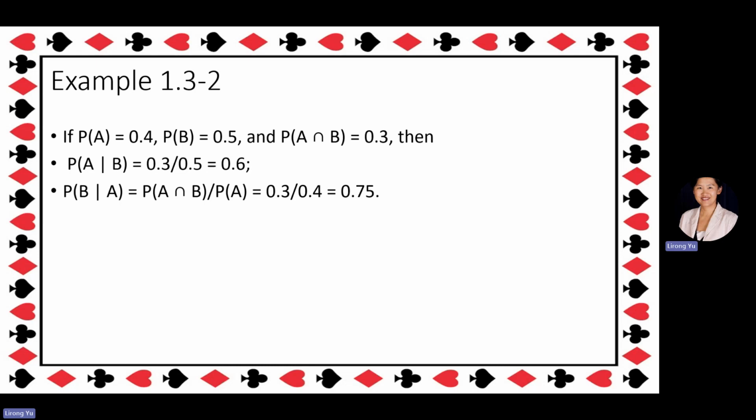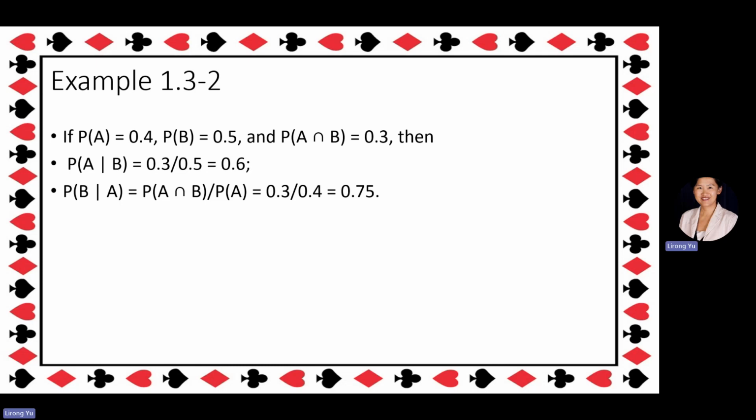Now, if you only look at inside A, what is the probability of B? Or the percentage of B inside A. So A has 0.4, so the denominator is 0.4, and the numerator will be 0.3. So 0.3 over 0.4, that's 0.75. Any questions?